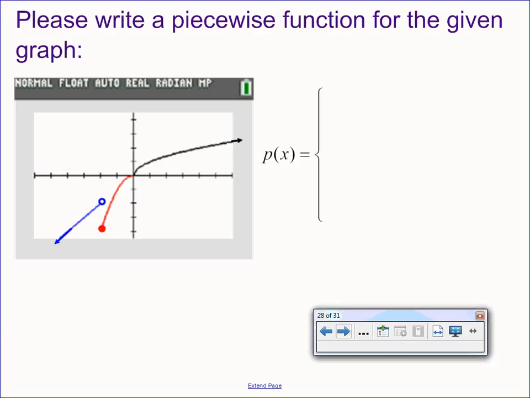Everybody, that sure looks like one of my parent functions, but only for a particular window. Everybody go ahead and decide with your partner which parent function produces the blue graph and be ready to share. You can look on your green sheet.